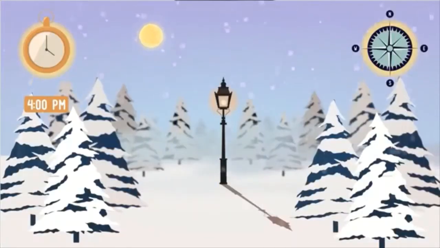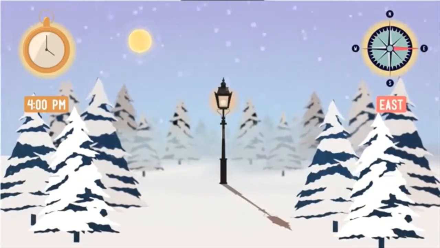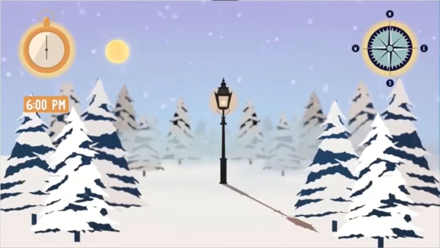Will the shadow continue to get longer at 4 p.m.? Yep, it's definitely getting longer. Still pointing east, too. How about 6 p.m.? The shadow's about as long as it was in the morning, right? But again, unlike in the morning, the shadow is stretching out towards the east. So what patterns did we see the lamppost shadow follow?